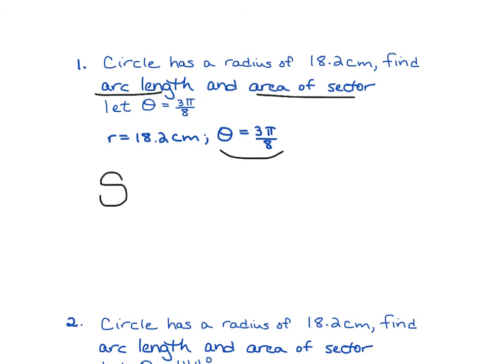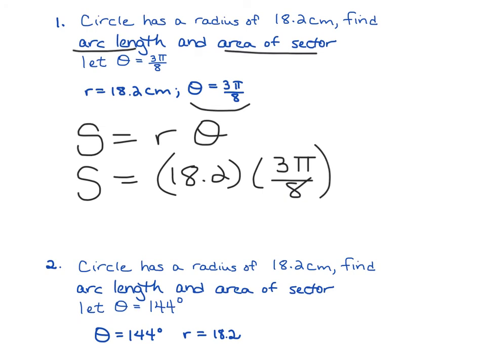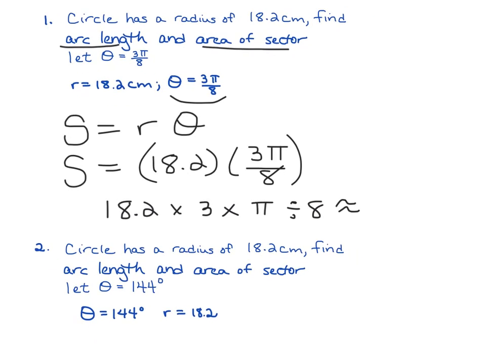All I'm going to do is write down the formula. S is equal to R times theta, and that's what I'm going to put in my calculator. My radius is 18.2, and my theta is 3 pi over 8. I'm just going to put it straight into my calculator; you can do it however you want. I'm going to do 18.2 times 3 times pi, and then divide by 8. Once I do this, the arc length is approximately 21.4 centimeters long.